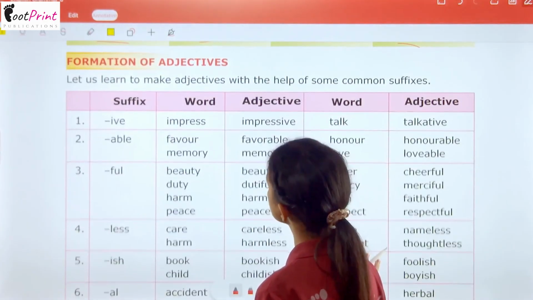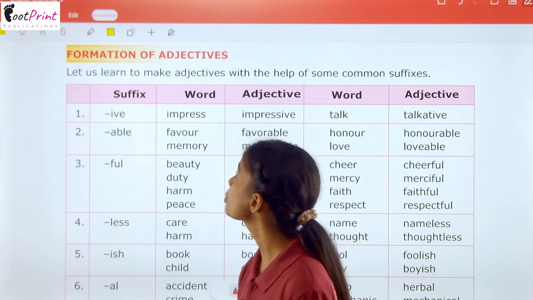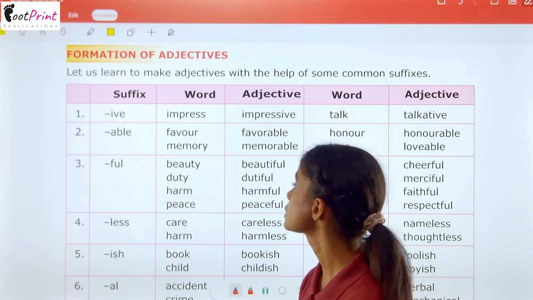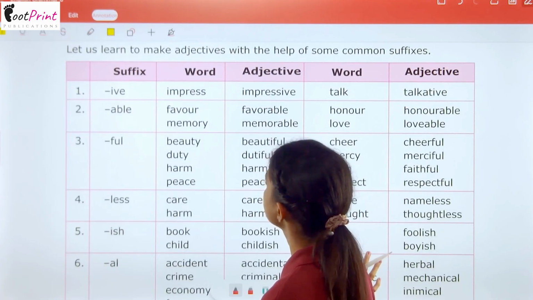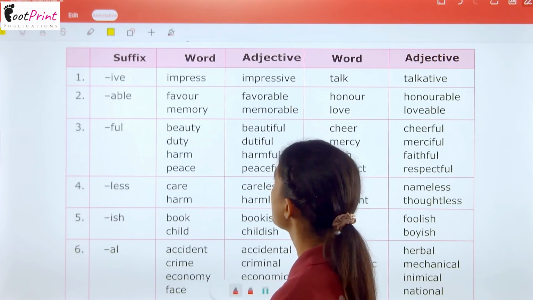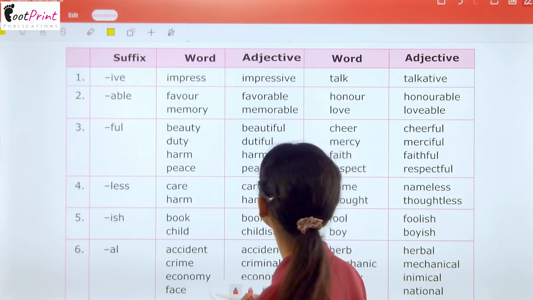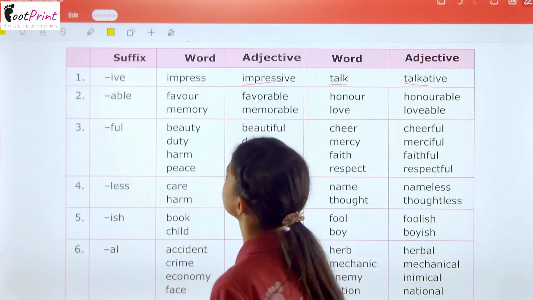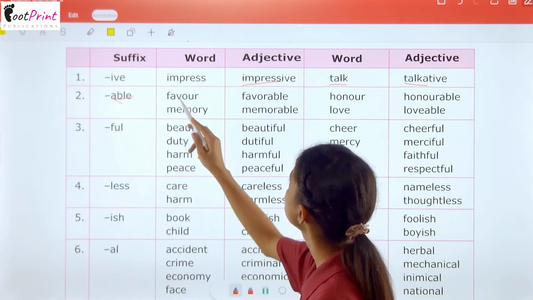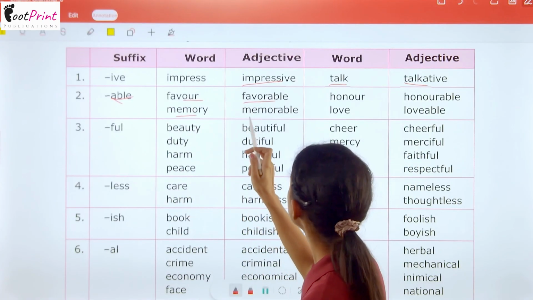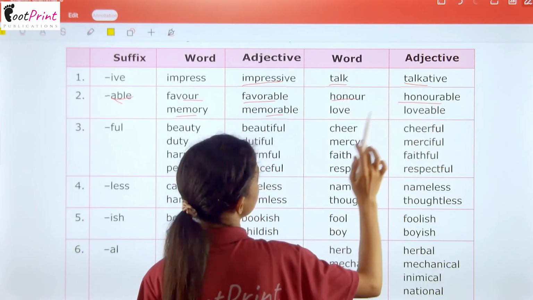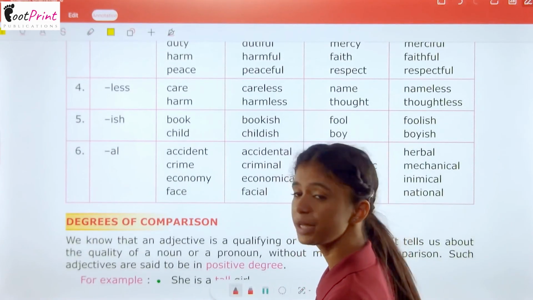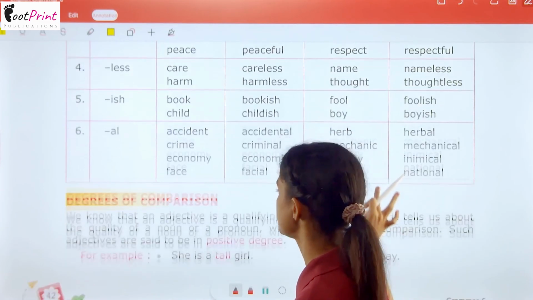Next we have some formation of adjectives. Let us learn how to make adjectives with the help of some common suffixes. We are adding suffixes. The first suffix we have is ive and the word is impress. When we combine them, we get the adjective impressive. Talk, talkative. Next we have able: favor, favorable; memory, memorable; honor, honorable; love, lovable. Just like this, you have to read all of them and learn all of these adjectives.